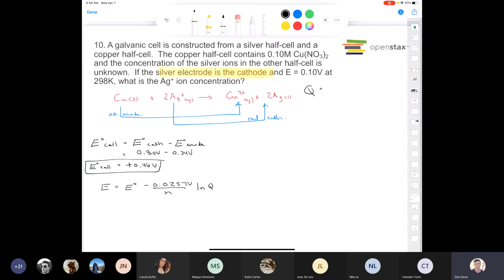Because Q is going to be equal to the concentration of the copper 2+ ions divided by the concentration of the silver ions to the power of 2, right? Because I have a stoichiometric coefficient of 2. So Q is going to be equal to 0.10 divided by x squared, where x will be the concentration of my silver. Remember that copper 2 nitrate is completely ionic. For every 1 formula unit of copper 2 nitrate, I'm going to end up with 1 copper 2+ ion.